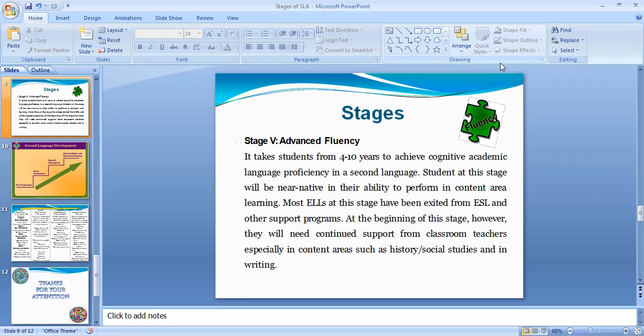At the beginning of this stage, however, they will need continued support from classroom teachers, especially in content areas such as history, social studies, and in writing. So that means the learners are fluent speakers here. They got these skills, and of course, they are freehand writers of their target language or the second language.